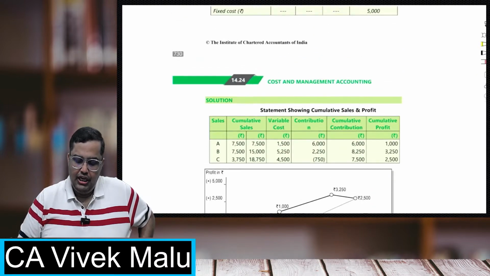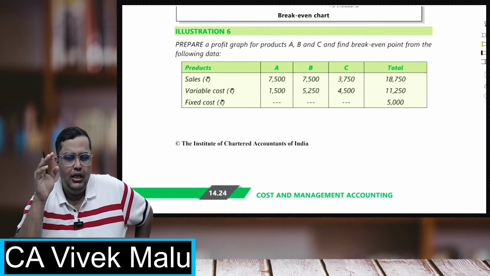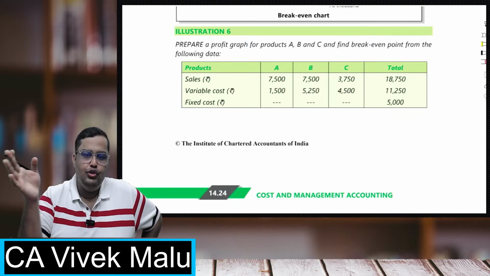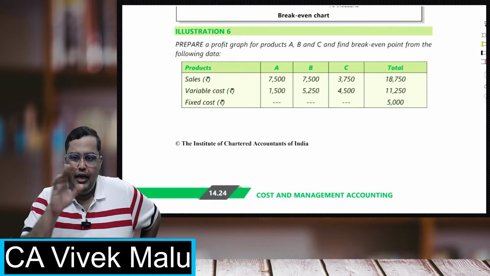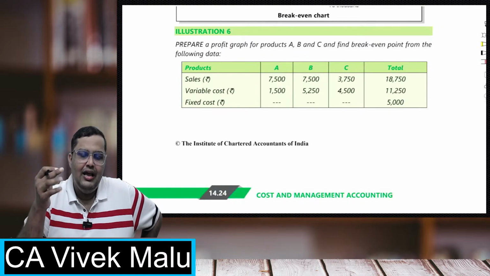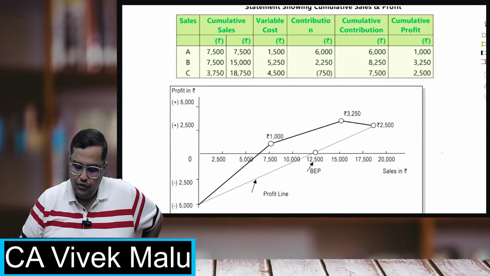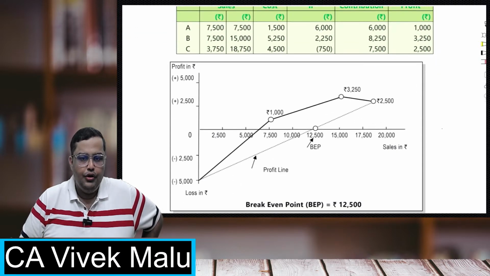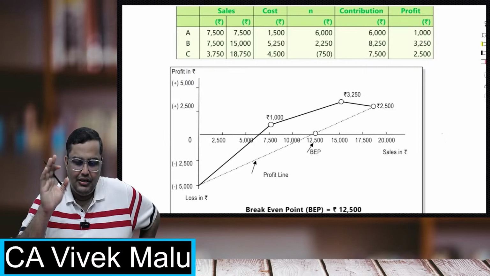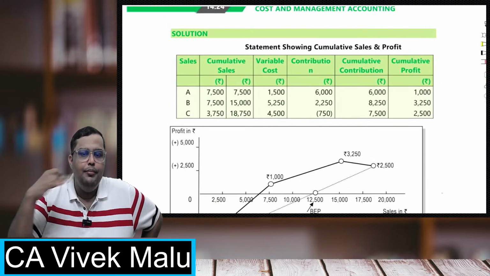Now students, this question I'm giving you for homework. You have to draw a profit graph for products A, B and C and find the break-even point. This question was asked in a recent exam, where you were given 2-3 products. With these 3 products, you will try to calculate the composite profits and then connect them. See this, I've calculated the cumulative profits 1000, 3250 and 2500 and you try to connect them. So you will try this at your home. This was asked in an exam, that's why I'm asking you to do this. There were 3 products, so we'll calculate the cumulative profits.